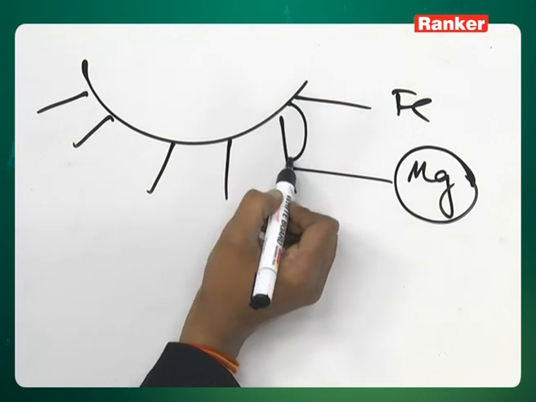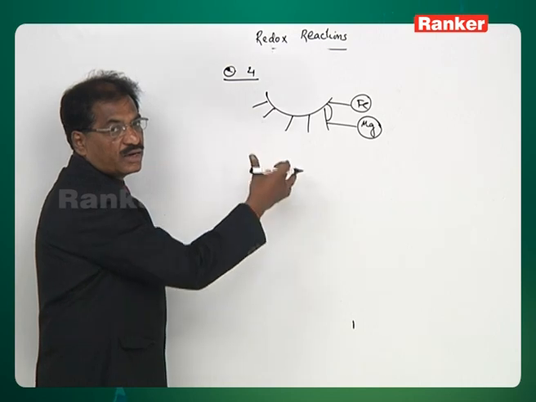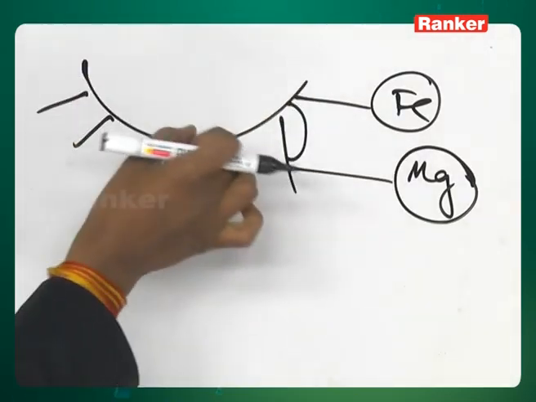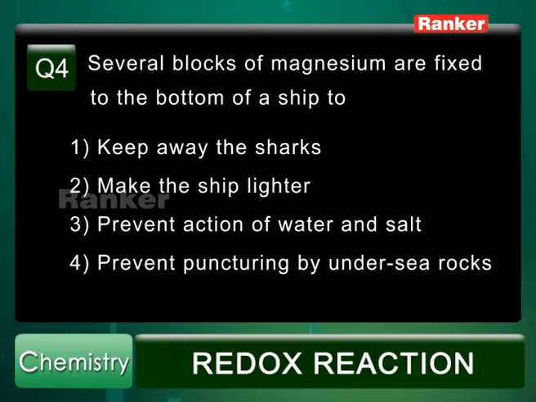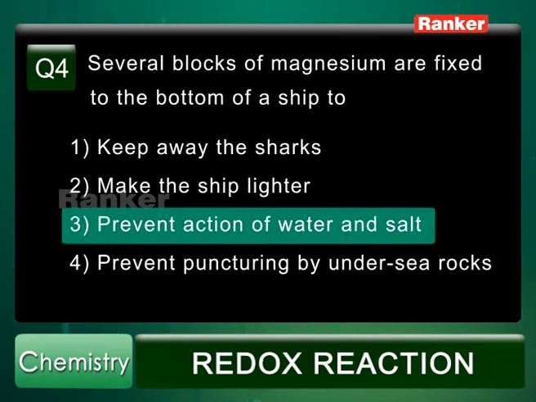Thus, they will prevent the oxidation of the iron, or in other words, they will protect the iron and some other elements used in the construction of the ship. Hence, the option is 3. Therefore, it will prevent the action of water and salt on the ship.